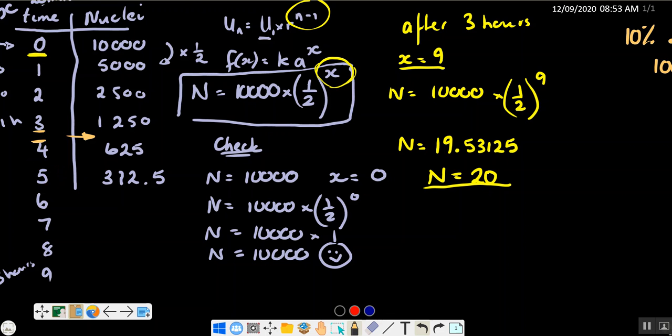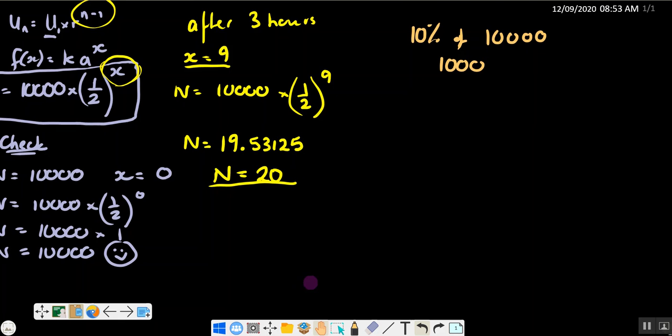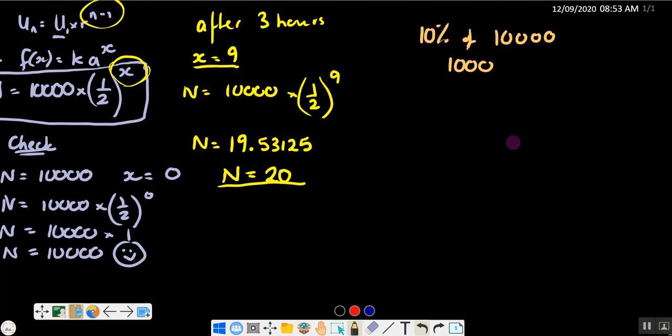Because we've only done it in blocks, we can't just half it. What do you do to find the bits in between? Do you half it? Right, so we need a different method. This is where we do need our formula. So we need to say where 10,000 multiplied by a half to the power of x is less than 1,000.